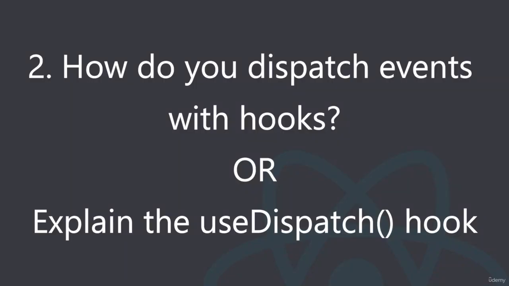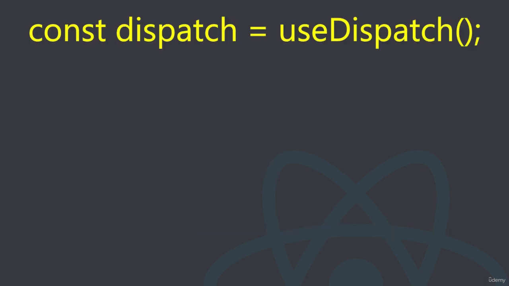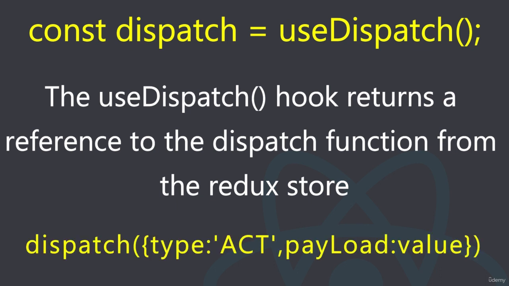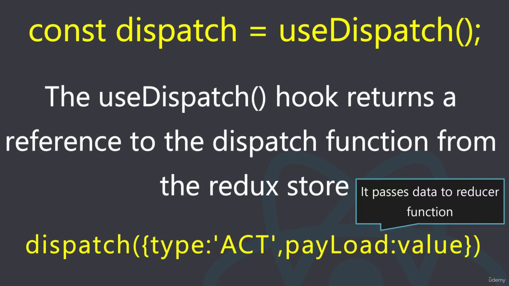And the second question is, how do you dispatch events with hooks? Or the same question can be explained as the dispatch hook. So this is how you do it. You write const and the dispatch object, and you use the hook. The useDispatch hook returns a reference to the dispatch function from the Redux store. This is how you write it. The returned dispatch is called with the object where the first parameter is type and the second parameter is optional and is called payload. You use this payload parameter to pass the data to the reducer function.